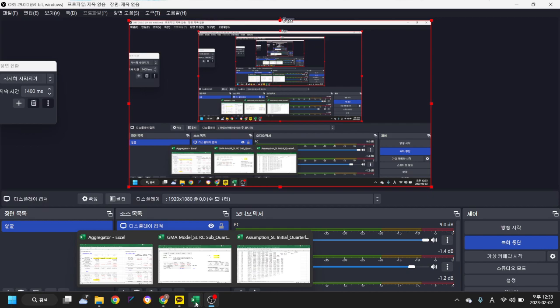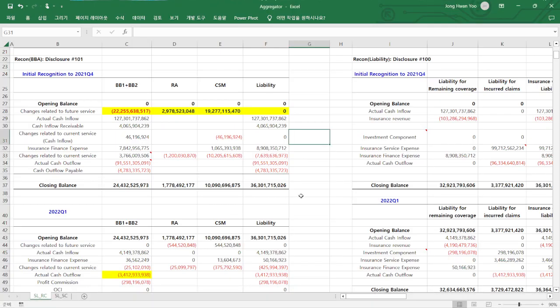I would like to start with the Excel spreadsheet. And you remember in the standards there is a subsection. The subtitle says disclosure requirement.